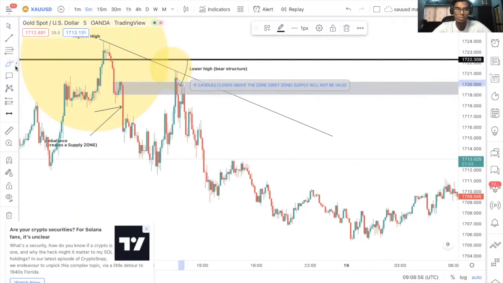So this here was my exhaustion wicks. You see these 3 wicks here, okay? This was my exhaustion wicks. So now here's where I had my trade.